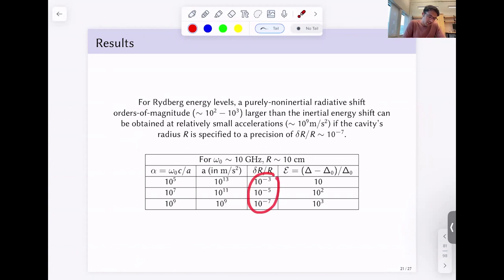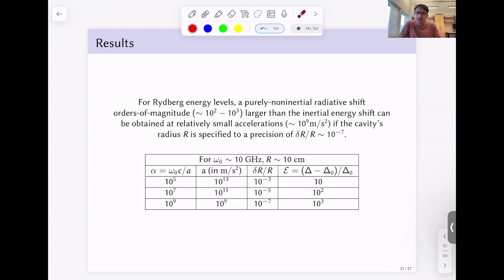I think the setup that aims to use superradiance will slightly lower the requirement on the cavity radius specification, by one order of magnitude at max. And since you have a stronger signal, we also expect to lower the acceleration requirement slightly. But this might not always be a good idea, because you'll always be competing against the ambient temperature effects inside a cavity in this setup.